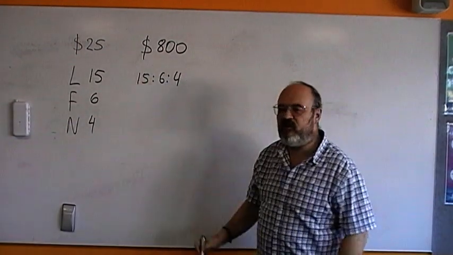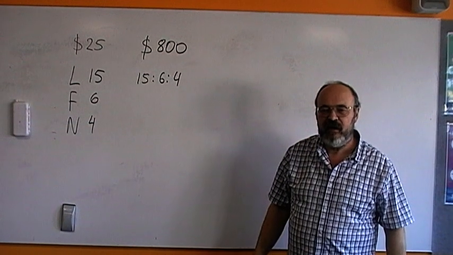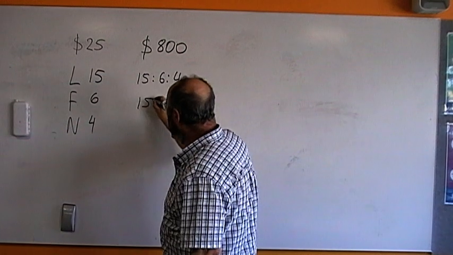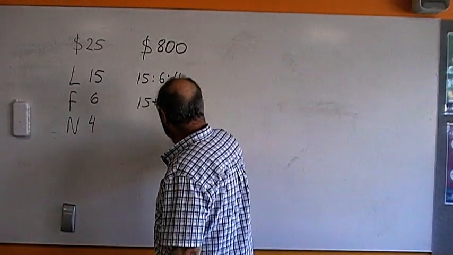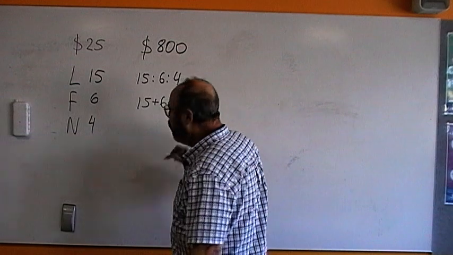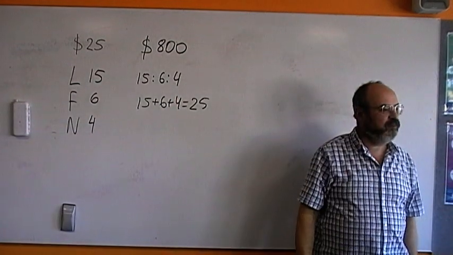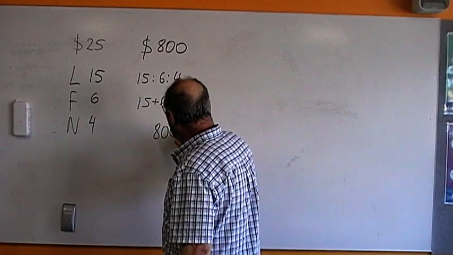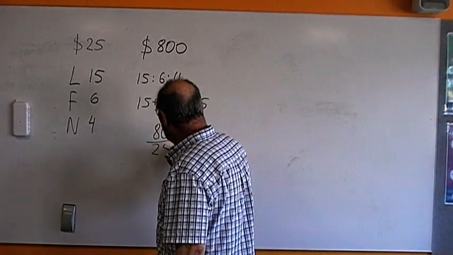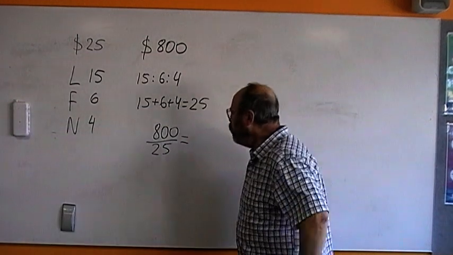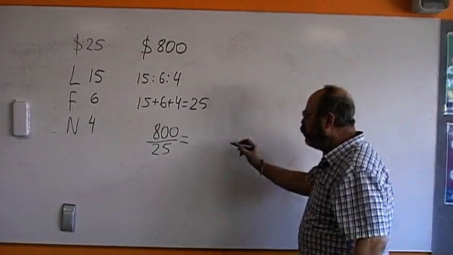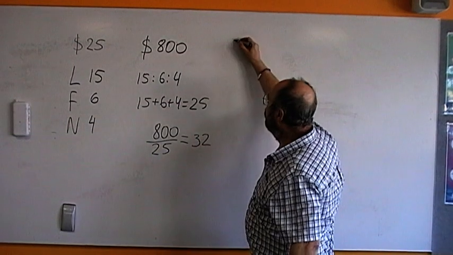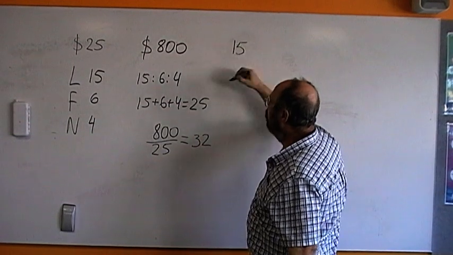How many parts do we have altogether? We have 25 parts. 15 plus 6 plus 4 equals 25. Altogether 25 parts. So we divide 800 by 25, which will be 32.